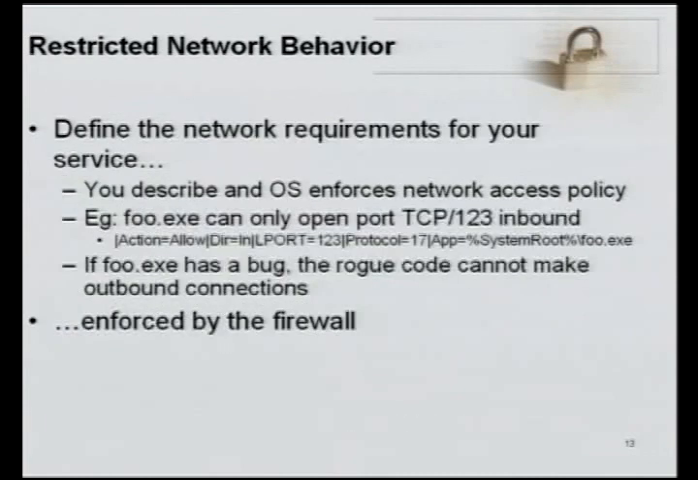Another thing you can do is, we wanted to take services and really try to confine them down to their expected behavior. One of the ways that we did this was by putting network restrictions in. So if you have a service, and the only thing you do is listen inbound on port 123, you can describe that and implement it, and it will be enforced by the firewall. And so if that process is compromised, that process won't be able to make outbound connections.